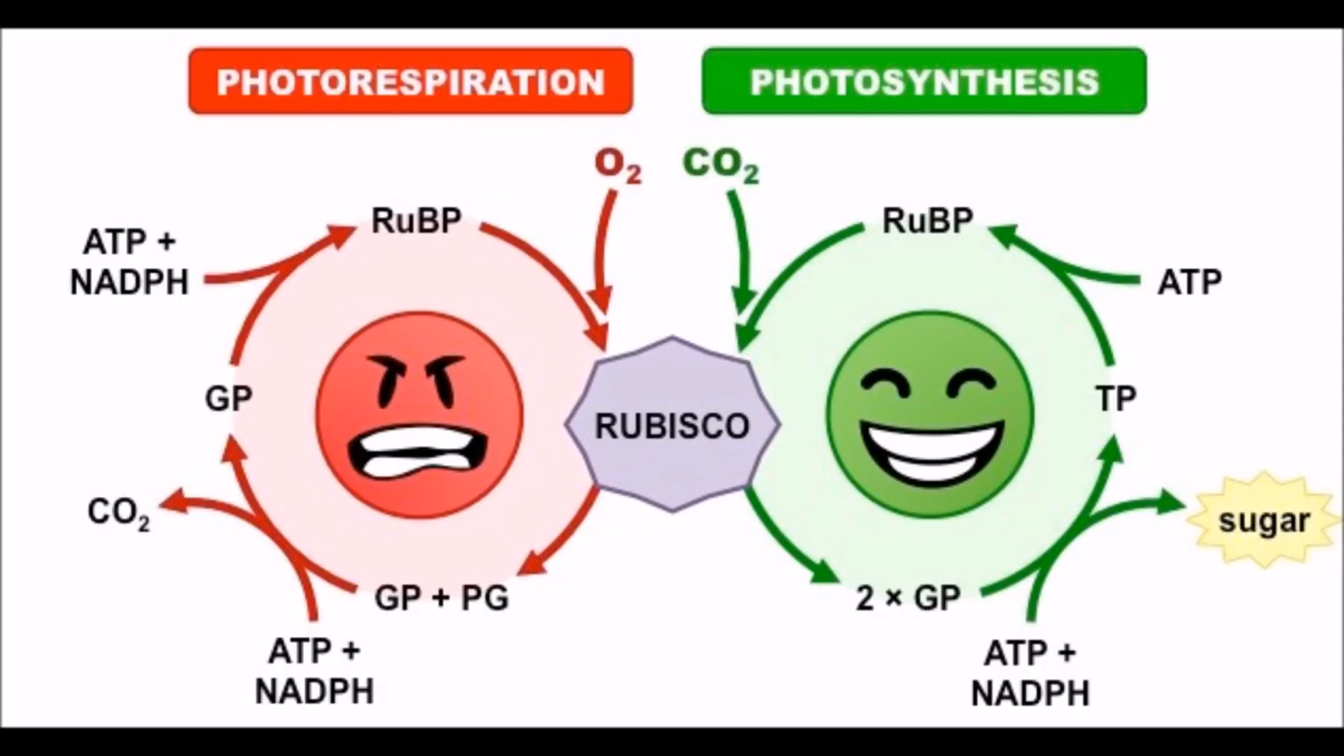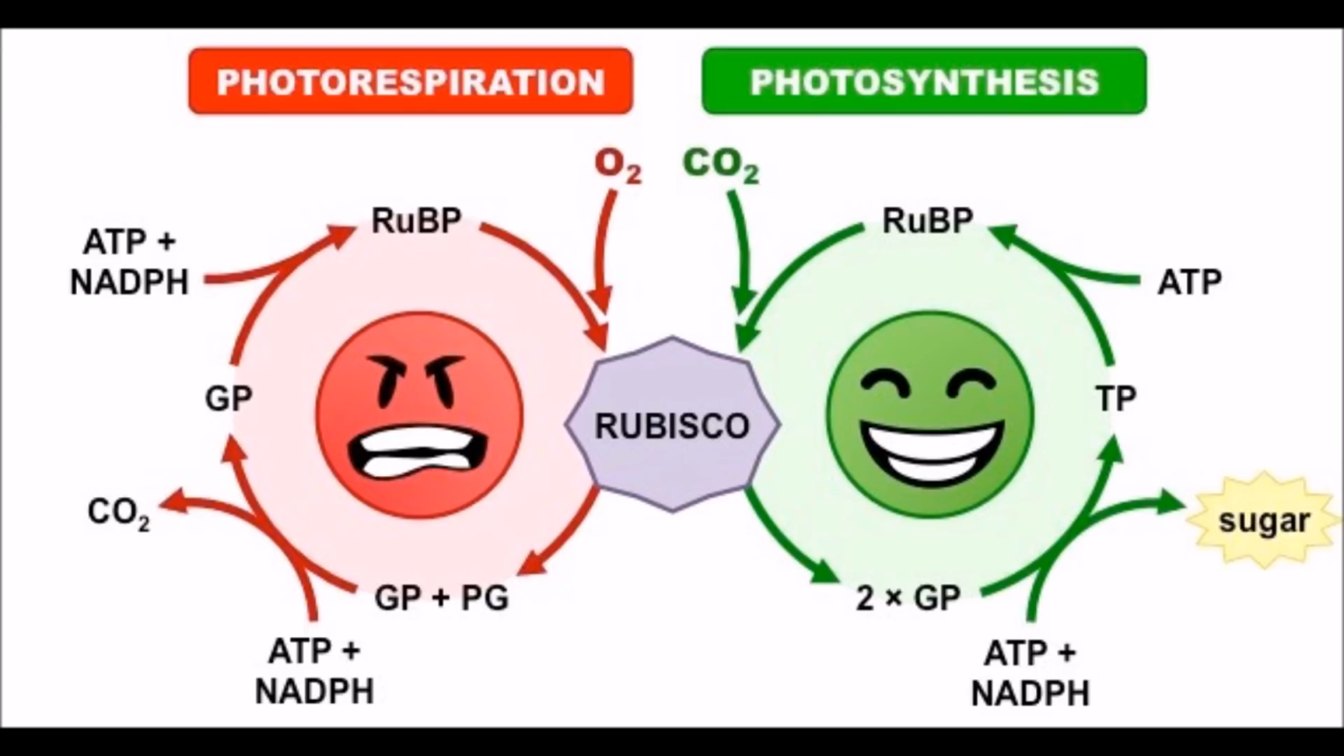Okay, so now I want to talk a little bit about photorespiration. As you can see in this diagram, we have the happy side, which is depicting the Calvin cycle of photosynthesis, and then we also have the angry side, which is depicting photorespiration. It's angry because it's really wasteful for the plant to accidentally do photorespiration.